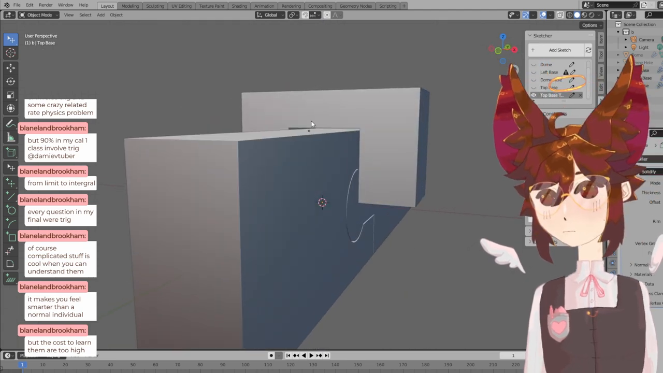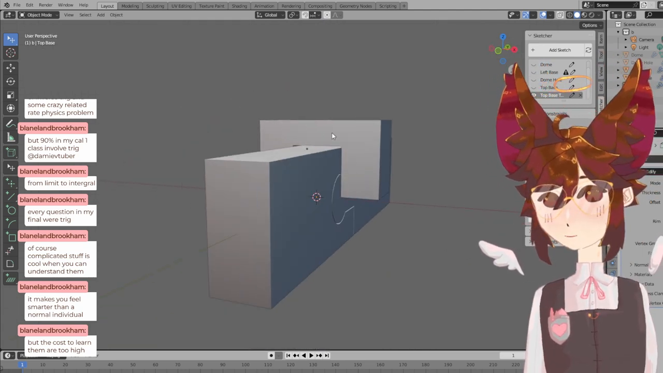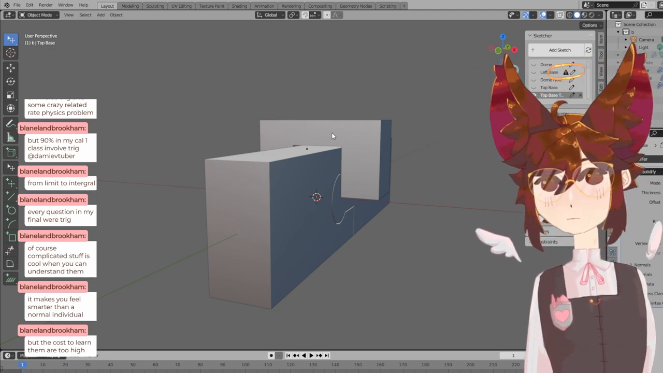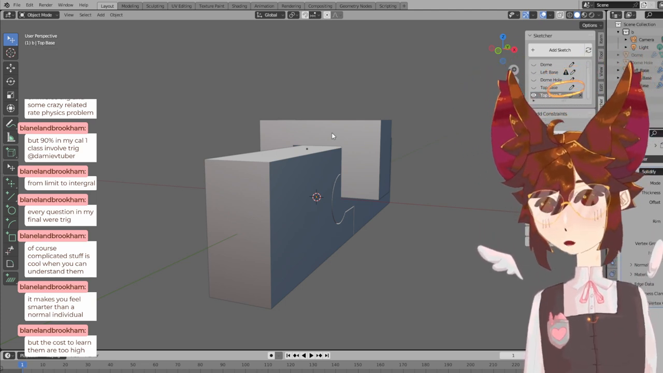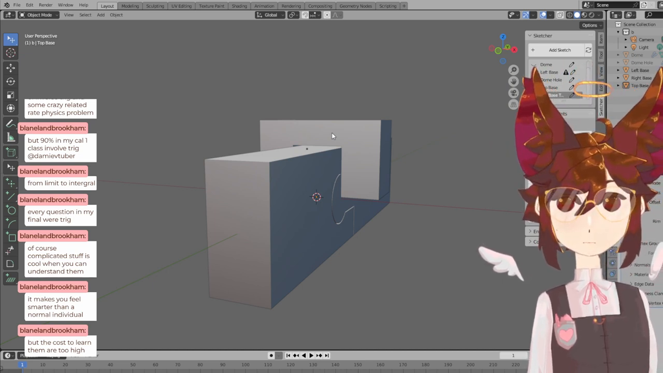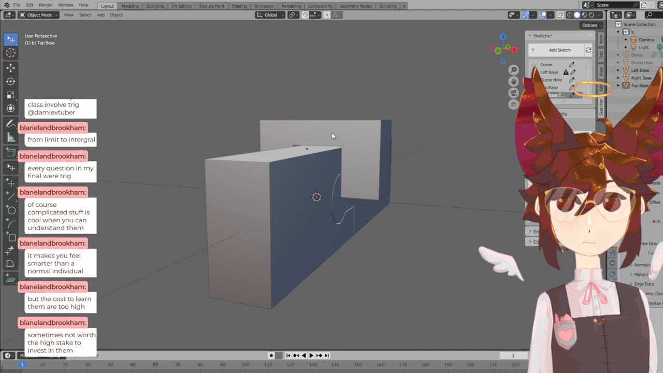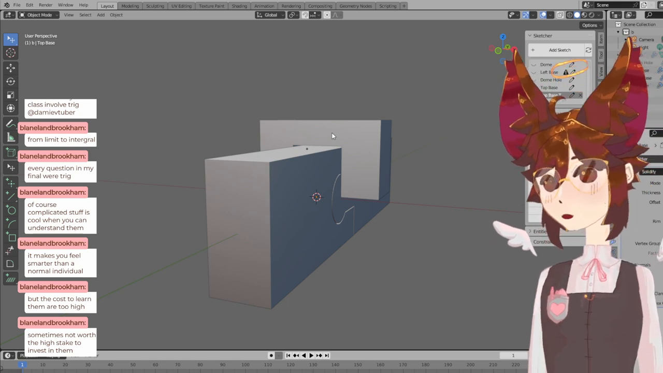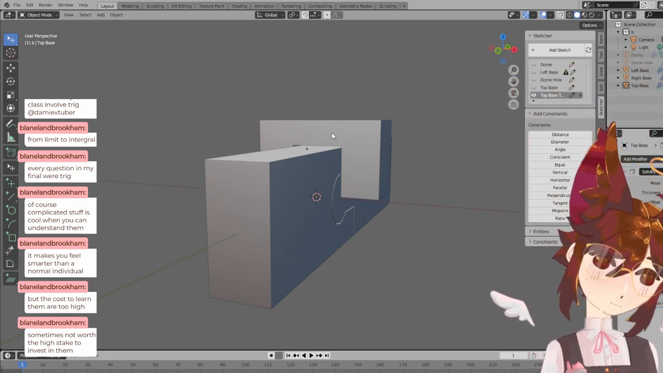The cost to learn them are too high. Well, that's why I want to stream, and that's why I want to help people out. Wait, let me go turn on some lights. I think it sucks that people can't learn calc, because, you know, they can't afford it. That was me dropping my headphones on the floor. I think that higher education should be free, so that people can have more options open to them and learn about the world more.